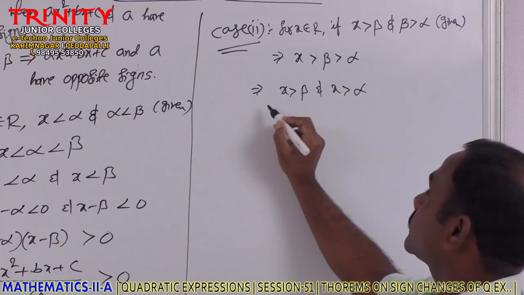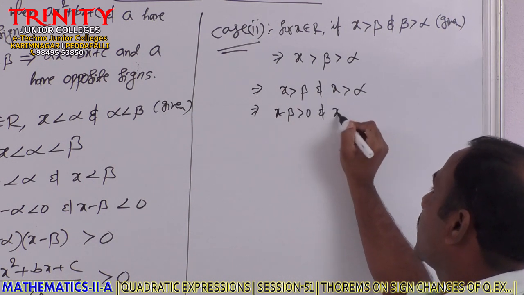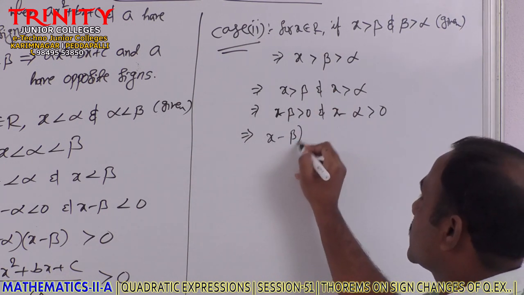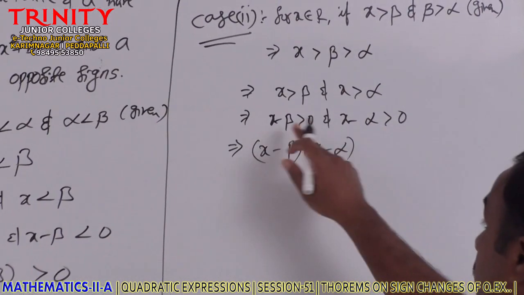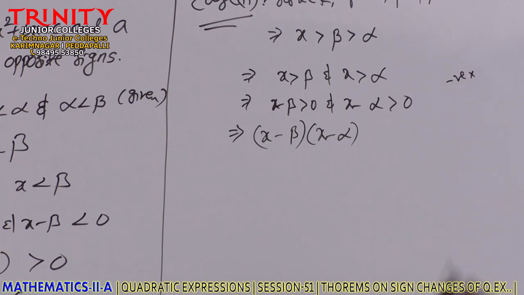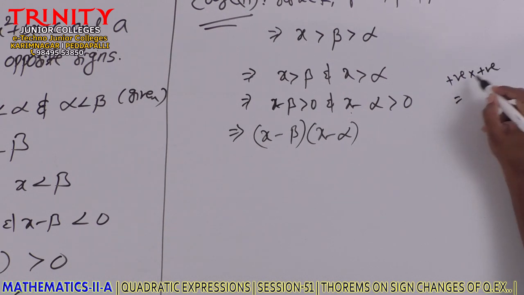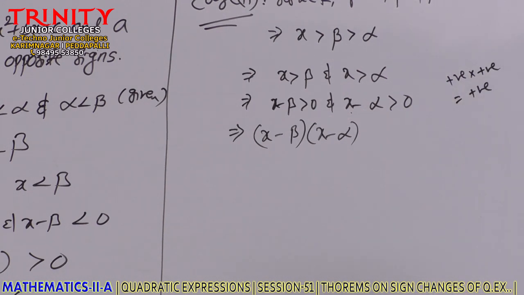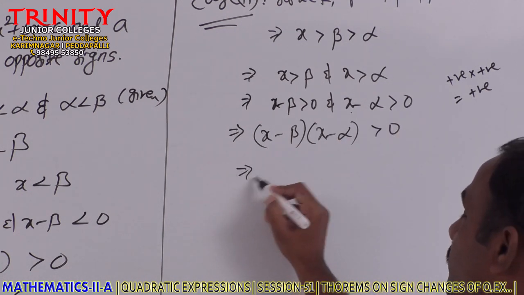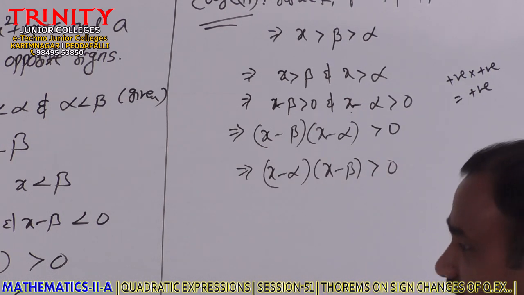That is nothing but x minus beta greater than 0 and x minus alpha greater than 0. Therefore, x minus beta into x minus alpha, the product of these two factors: x minus beta positive into x minus alpha, that is also positive. Therefore, positive into positive is automatically positive, or not. So x minus alpha into x minus beta greater than 0.